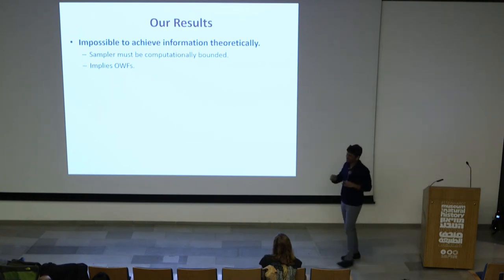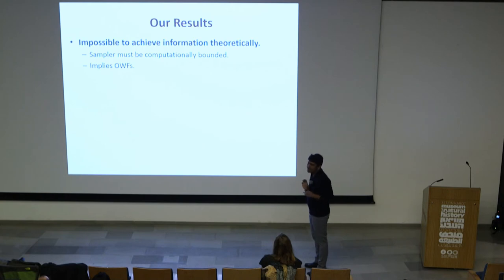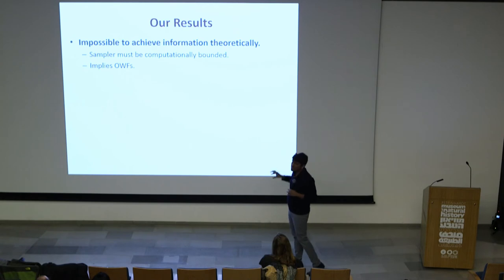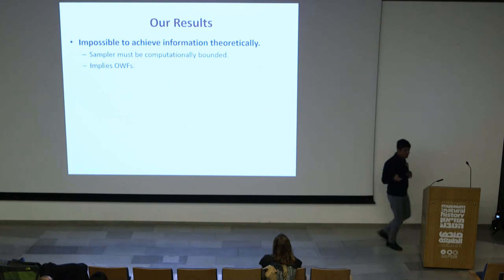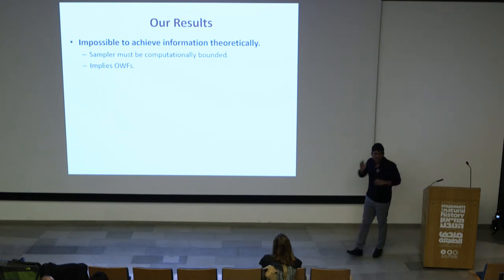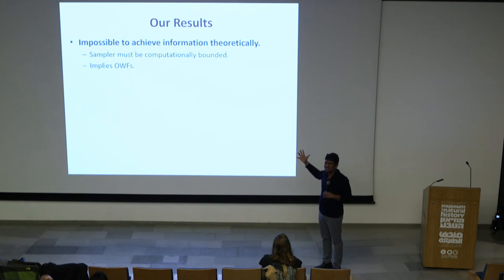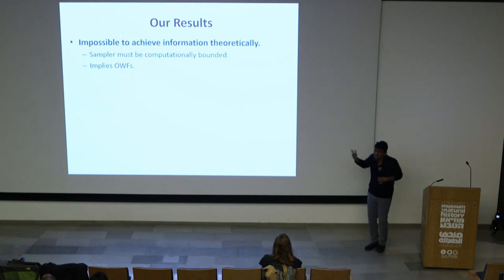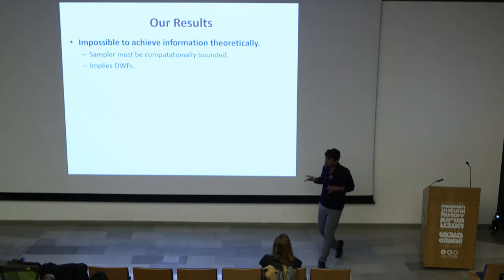Good, so what are our results? Thank you, Yael, for ruining the surprise. Number one, this is impossible to achieve information theoretically, and we'll see the proof in a minute, and Yael already gave it, if you understood what she said. So the corollary is that the sampler has to be computationally bounded, even if everyone else is computationally unbounded. Moreover, this notion implies one-way functions. So you could ask, why did all this work on randomness extractors not consider this notion? It implies crypto. The starting point is that without crypto, you cannot achieve this notion.